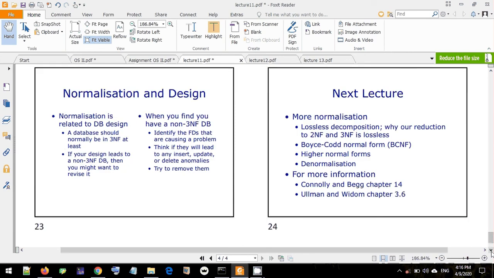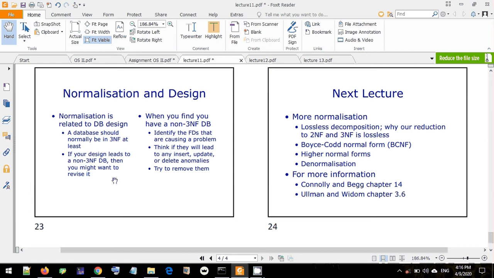Normalization and design. Normalization is related to database design. So the goal when you're designing your database is that it should be at least in the third normal form, and if it is not in the third normal form, you should try to revise your database.